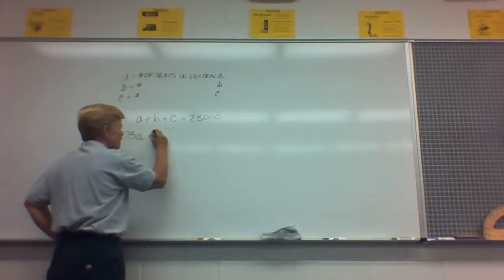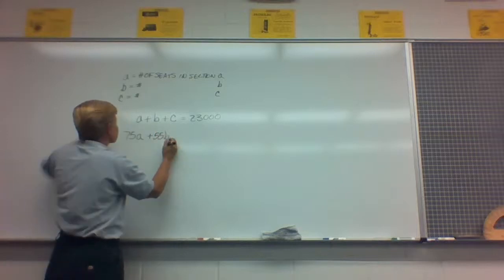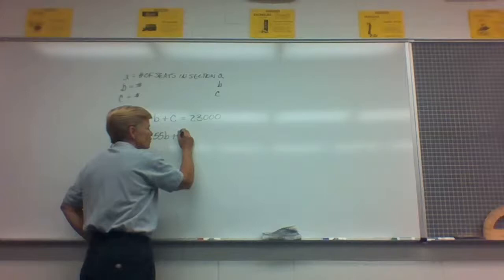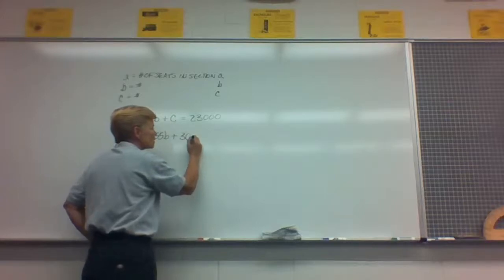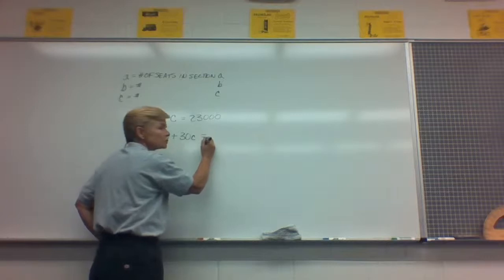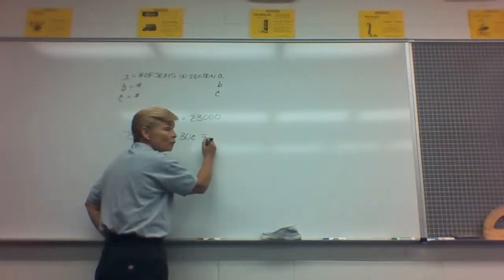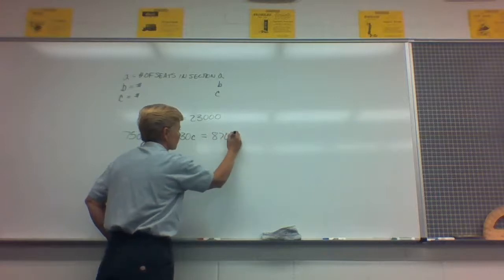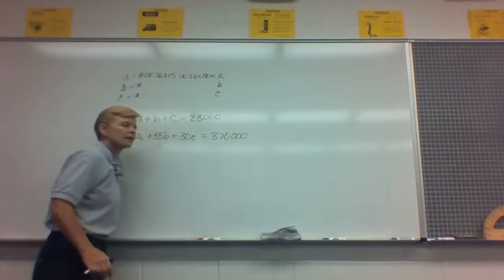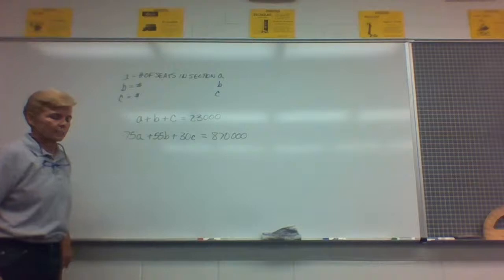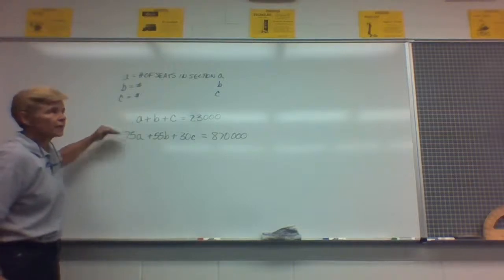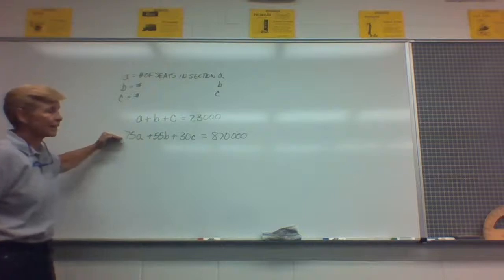55. 55 times the number in B, because that's what B is, the number of seats there, plus 30 C equals, now we're talking money. What's the total take for the sales? 870,000. Okay. That's only 2 equations, a number equation and a value equation. That's all we've got, and that's not enough.